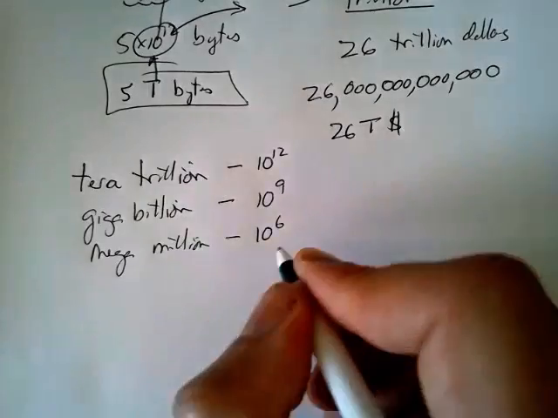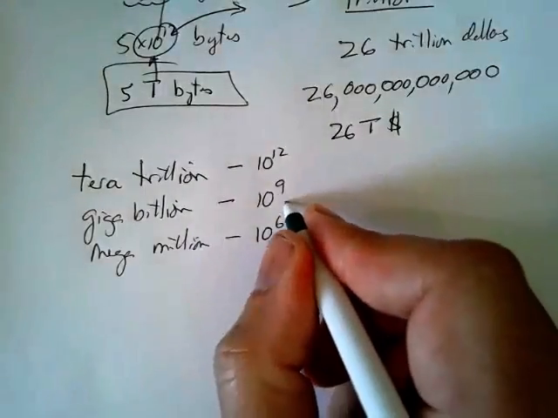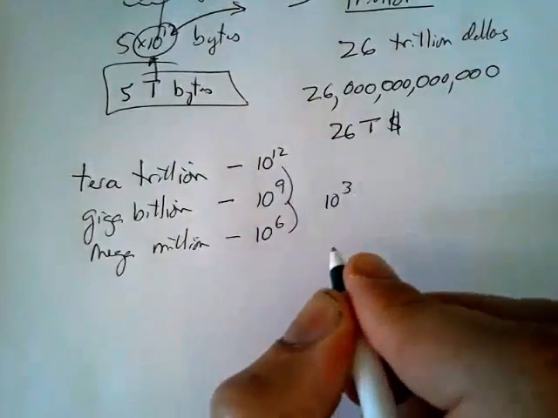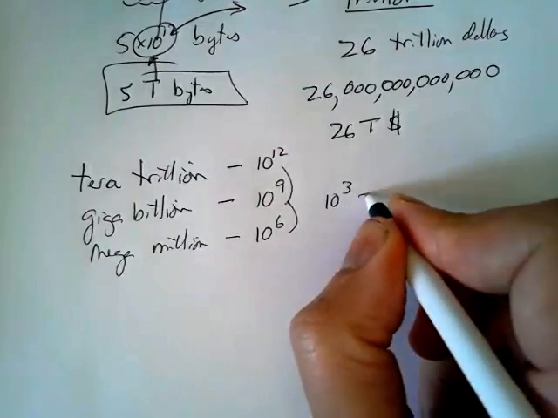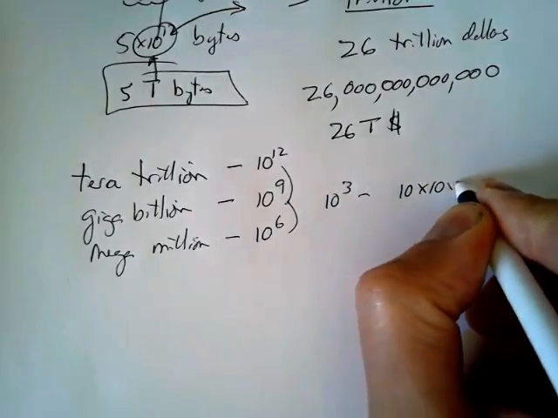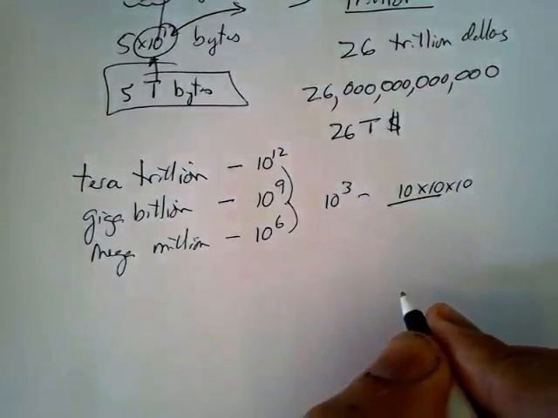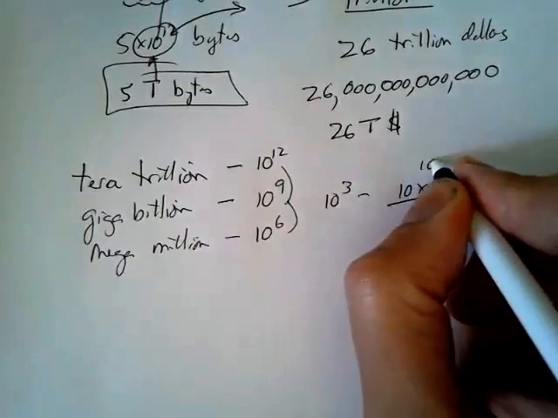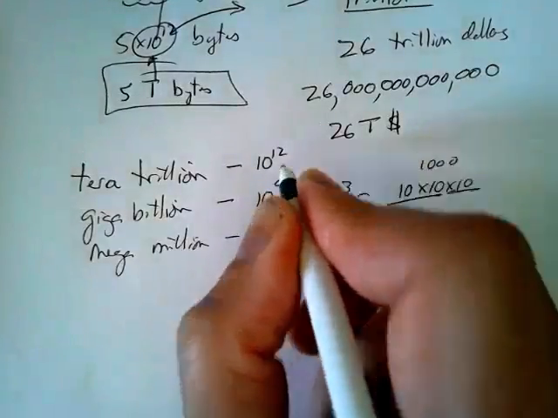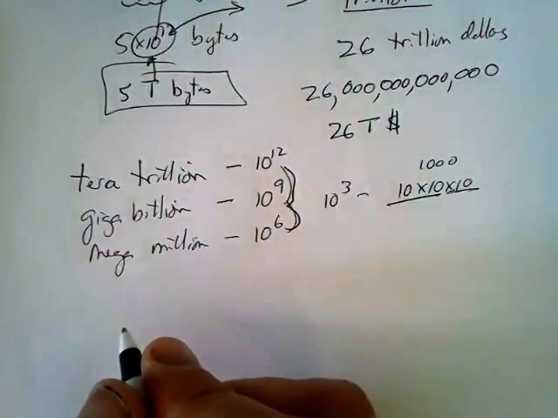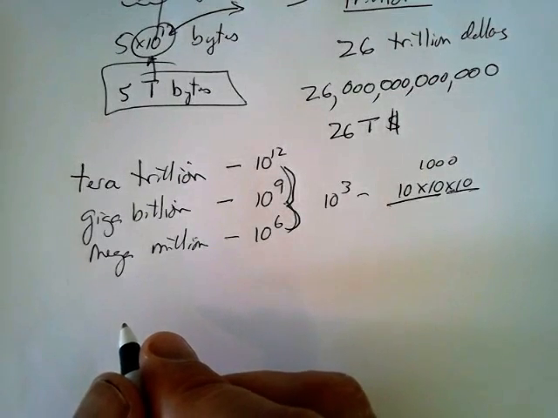Okay. So you notice here too that we're going by units of 10 to the 3rd. Well, what is 10 to the 3rd? 10 to the 3rd represents 10 times 10 times 10. 10 times 10 is 100, times another 10 is 1,000. So each one of these steps is 1,000 times bigger than the last step.